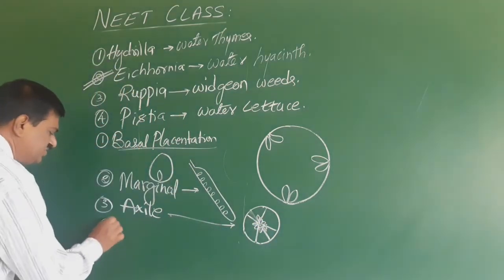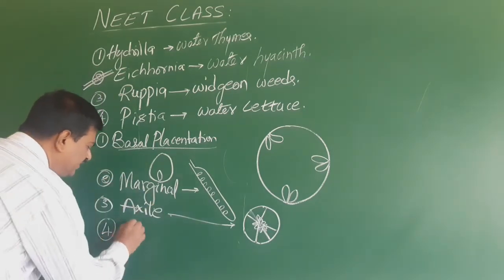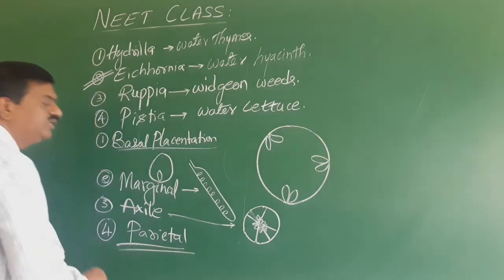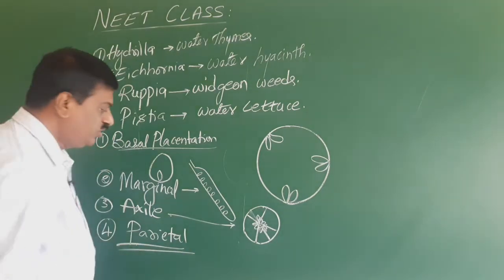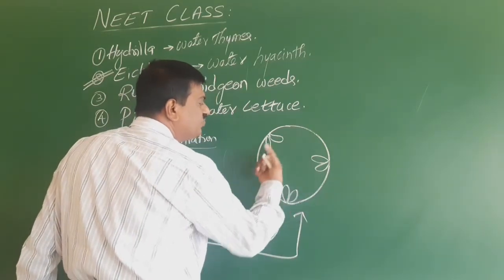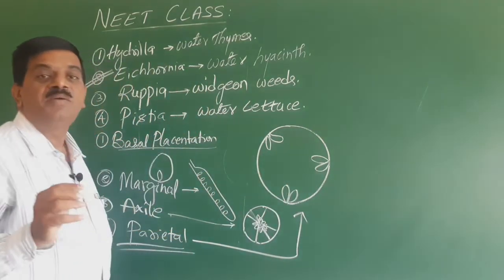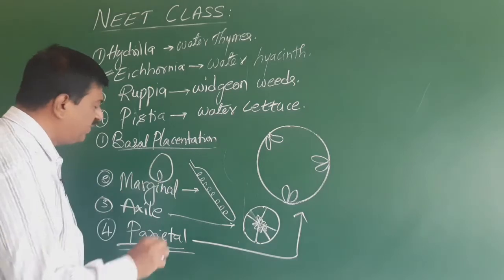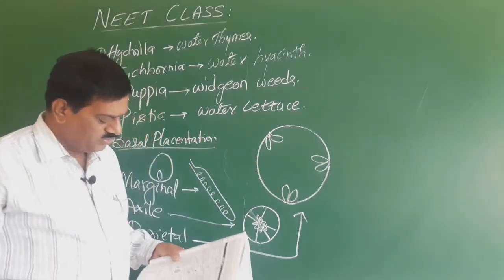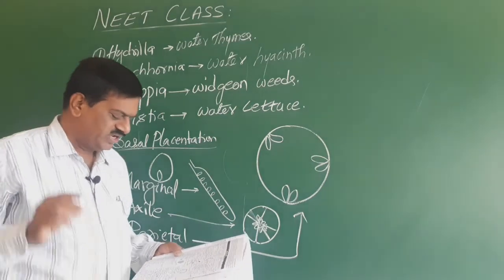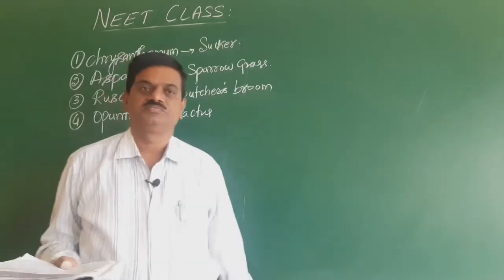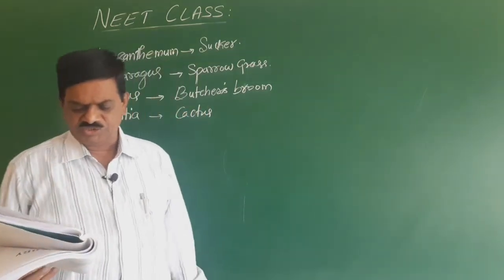And the right answer is parietal placentation. In parietal placentation, we can see that towards the periphery, the ovules are present. So, this is about parietal placentation. The ovules are present towards the periphery. So, here the right answer is parietal placentation. So, we will start with the next question.